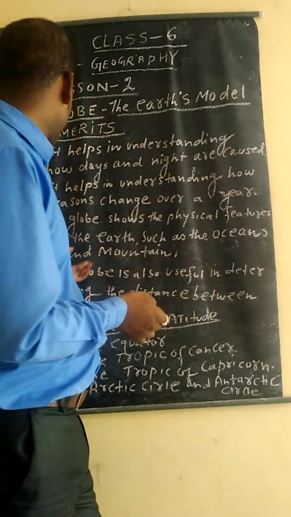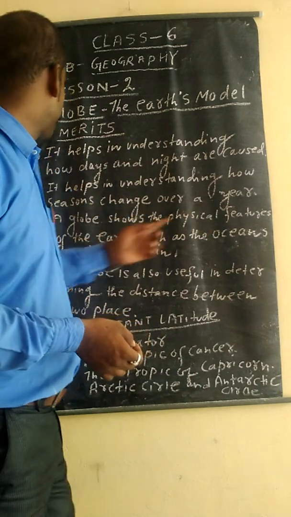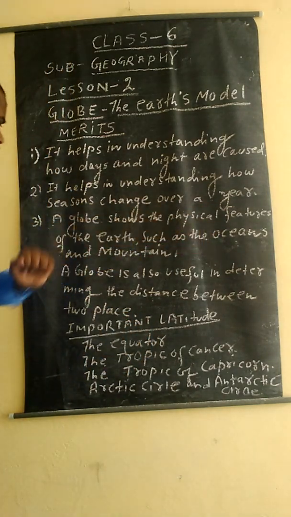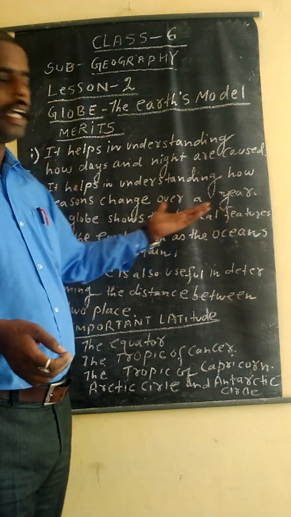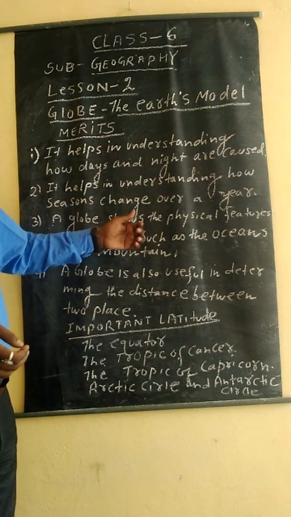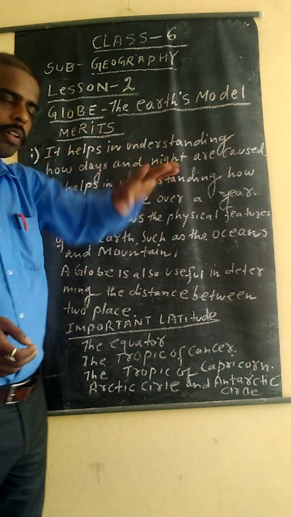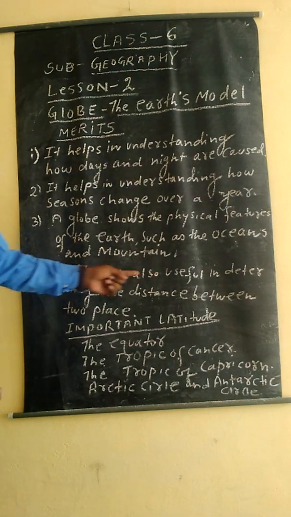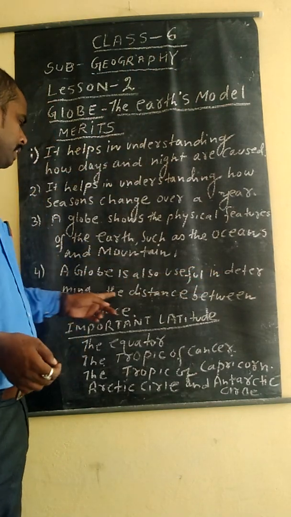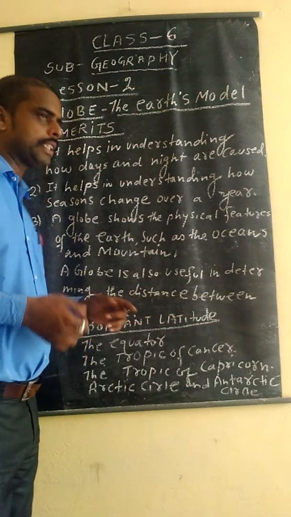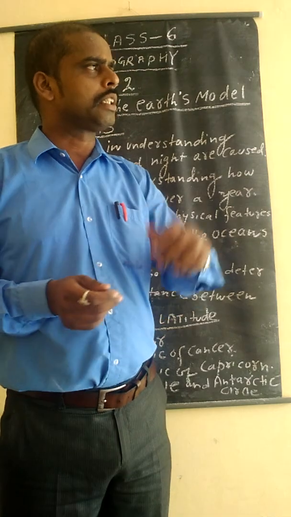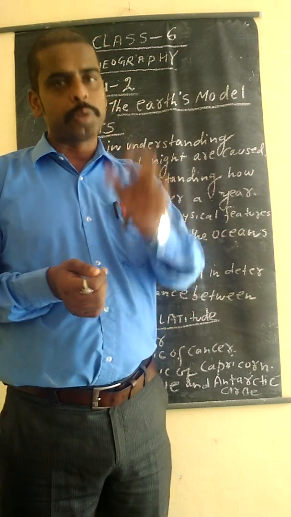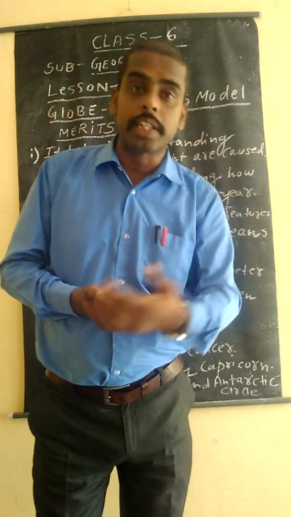So this globe shows the physical features of the earth, such as the oceans and mountains, plains also, valleys also, relief also, and gives us a tremendous idea about the whole world. Fourth point is a globe is also useful in determining the distance between two places. You know that for determining the location of two places, there is one absolute location also, there is one relative.